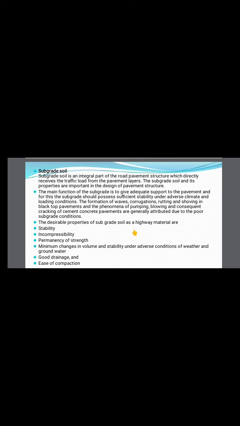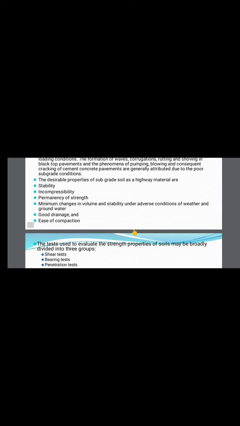Minimum changes in volume and stability under adverse conditions of weather and ground. There should not be any changes in volume and stability. These things are mainly because of the climatic conditions, and good drainage should always be provided. Otherwise, the water is going to enter into the subgrade. So proper drainage has to be maintained, and ease of compaction. These are the properties of the subgrade soil.